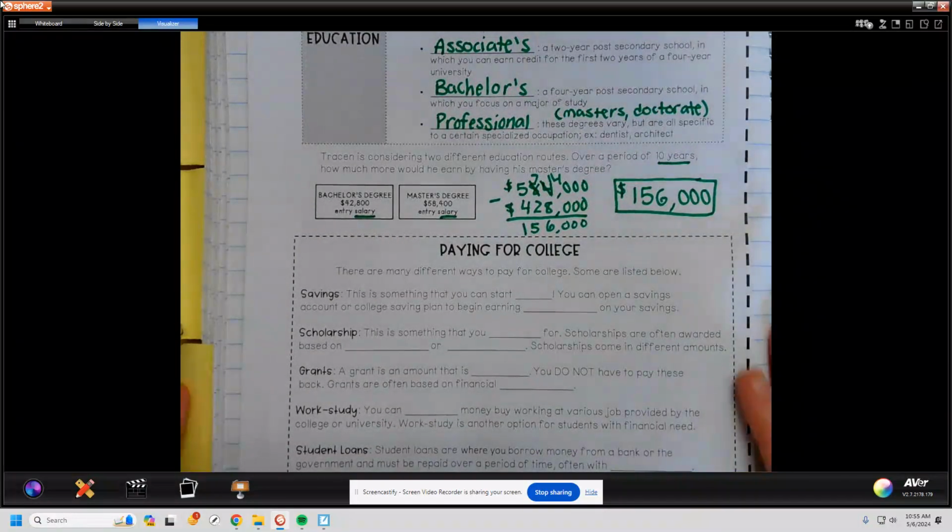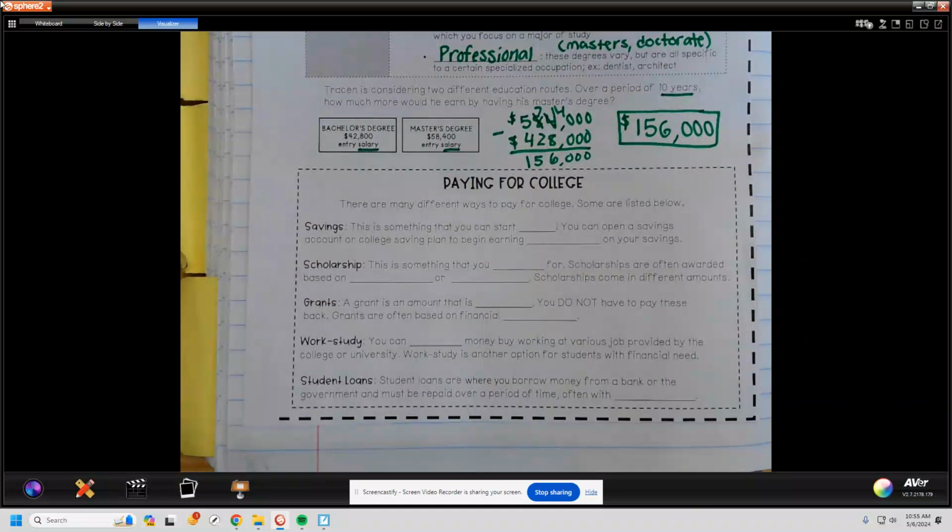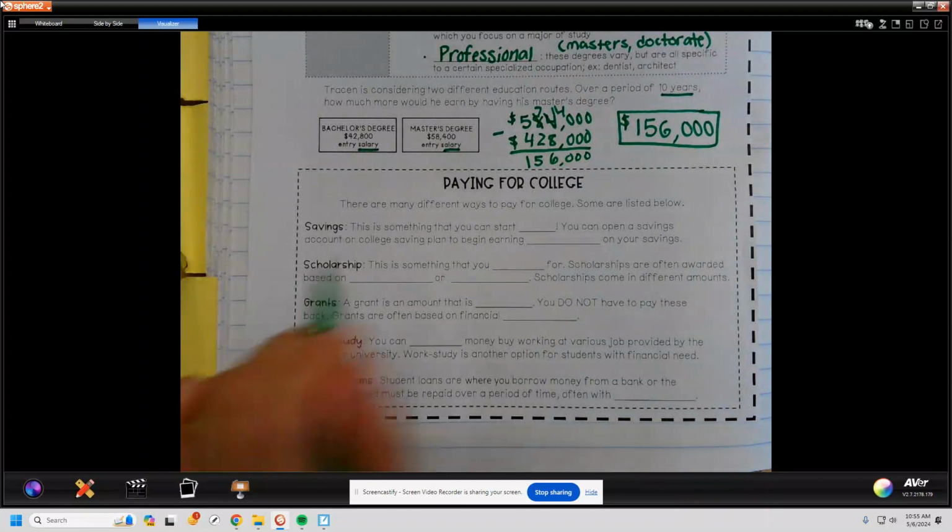All right, so the last thing we need to look at is ways to pay for college. If you did not know this already, college is very expensive. So it's not like you can just pay for it all right away. A lot of people need some help paying for college.